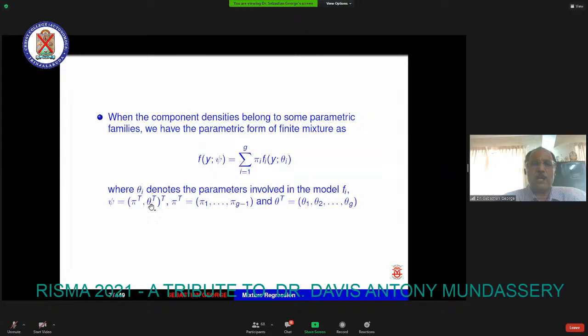So the parameters involved are pi transpose and theta transpose. These are the mixing coefficients. I have kept pi up to g minus 1 here because of the restriction that the mixing coefficients sum to one. So you see essentially, even your theta 1, theta 2, etc., theta g can be vector parameters also. For example, your f_i(y; theta i) can be a multivariate normal distribution where theta i consists of the mean vector mu i and dispersion sigma i. So you remember, even in the two-variable case for the two-component mixture, there can be a large number of parameters.